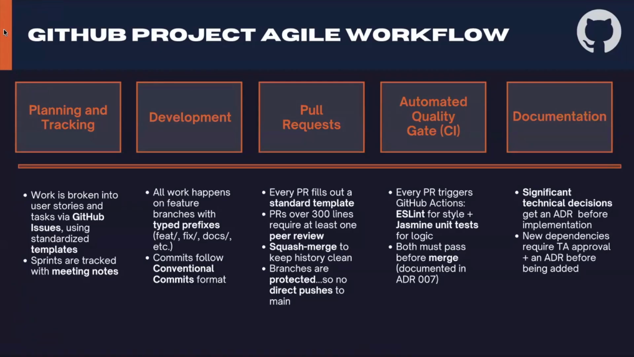And when people make pull requests, they are to be reviewed and branches are protected, so they have to pass our quality control. So when the PR gets added, it runs a GitHub Actions pipeline, which we will talk about. And the documentation, obviously we're using ADRs and we're talking with our TA about dependencies.